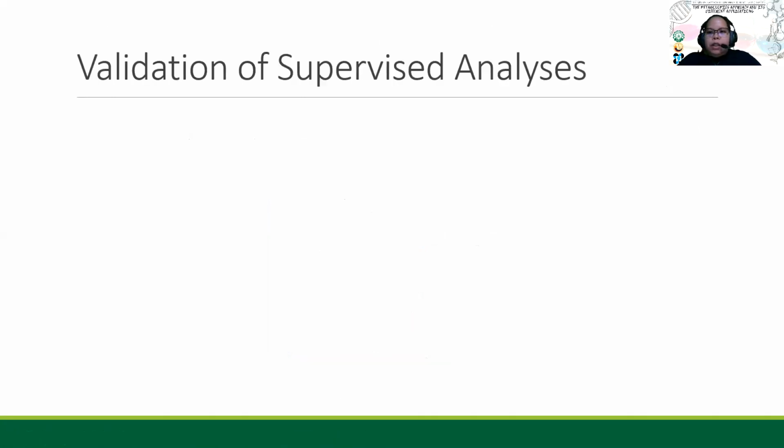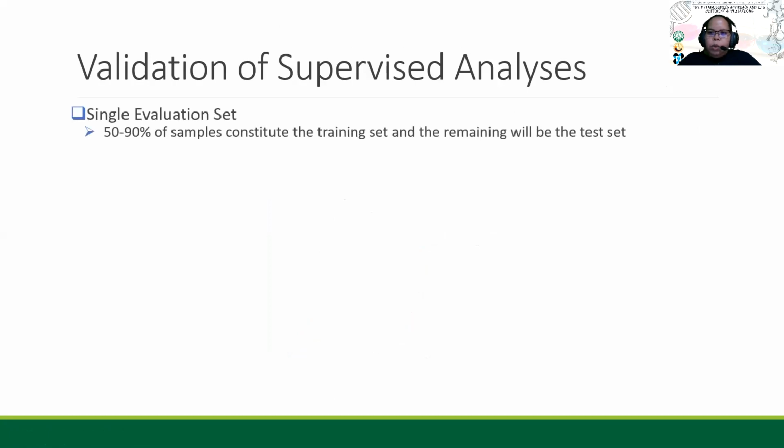So, as mentioned, you need to perform validation. So usually you have different types of validation that can be done. Commonly is performing single evaluation set, wherein 50 to 90% of the samples will constitute what we call the training set. So training set will be the set of samples wherein you base the model, and you will test this particular model with the test set. So this is like the more manual and common and basic validation that is done, single evaluation set.